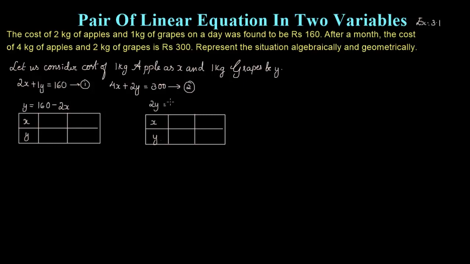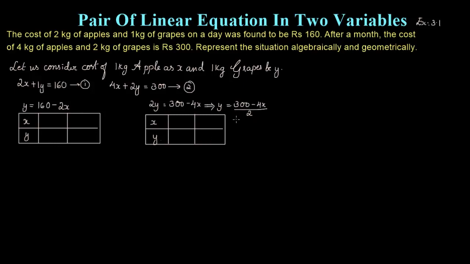2y is equal to 300 minus 4x, right? I don't want 2y, I want only y, because I want to get the value of y by considering the value of x. So if I'm taking y only on this side, then this 2 will go to the denominator of the right side. So 4x divided by 2.